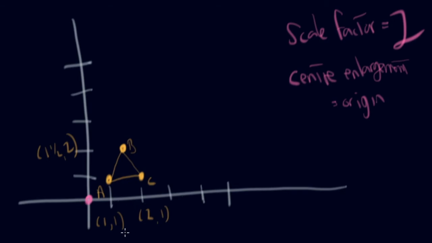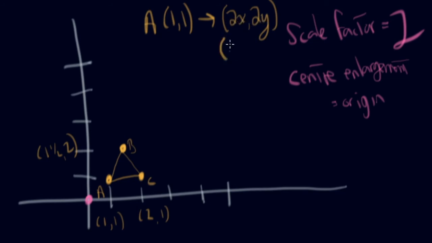So if A was 1, 1, so remember here, let's just write this up here. So we said A was 1, 1. Well, now we want to enlarge this by a scale factor of 2. See how I'm enlarging? I'm doubling it, doubling whatever x is, doubling whatever y is. So what is 2 times 1? Well, that's just 2 and 2. So the new A, in a different color, is going to be at 2, 2.